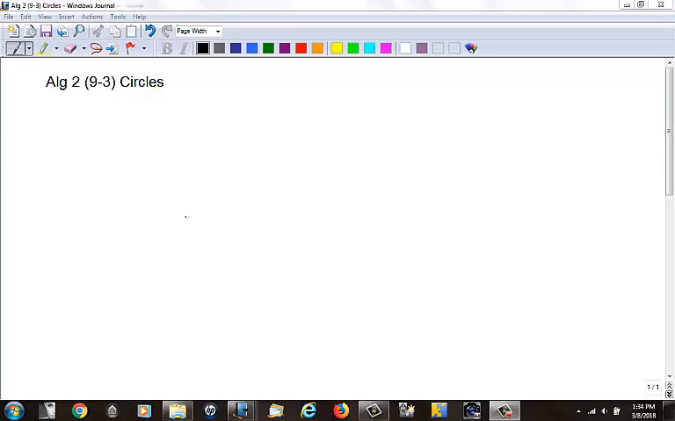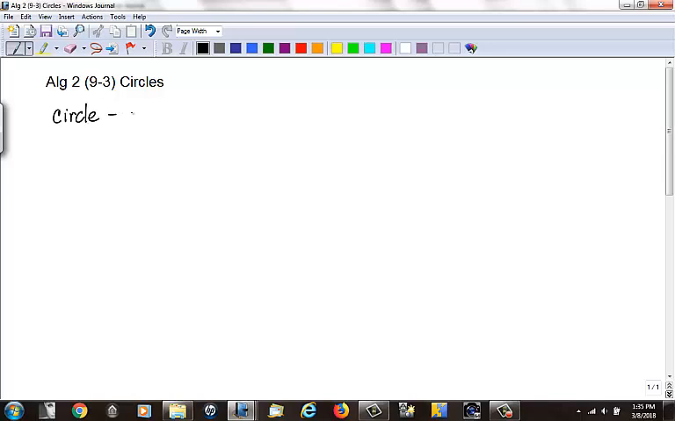Okay, we have done the parabolas. And now we're going to do circles. And circles, it's another conic section, and it's just where it takes the cone and slices it parallel to the base. Okay, and the first thing the author defines is a circle.